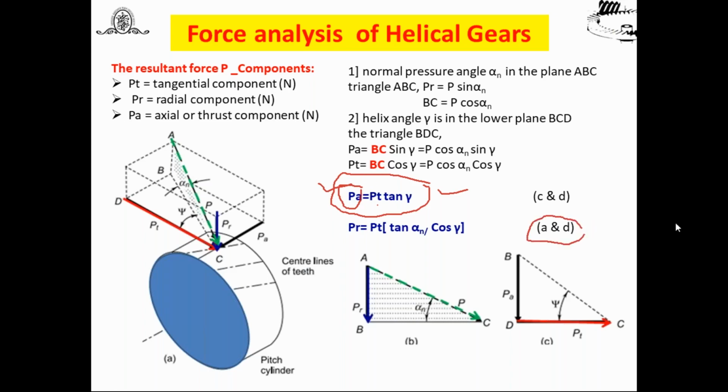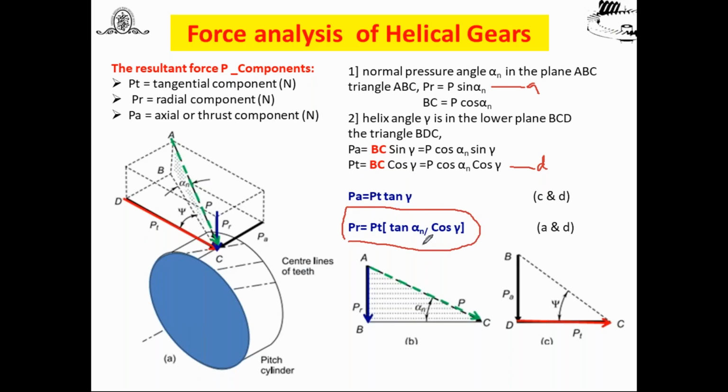Similarly, consider A and D. Now let us see, very simple one. A is this equation and D is this equation. And what you have to do? PR upon PT. You can just take this ratio, PR upon PT. If you solve it, you will get PR is equal to PT in bracket tan alpha n upon cos gamma. You can do it at home also. You will get this relation.